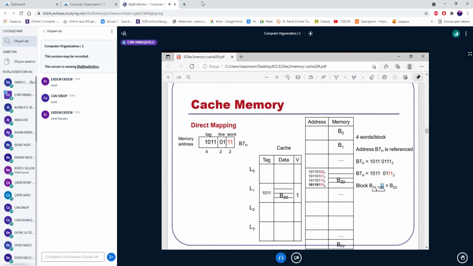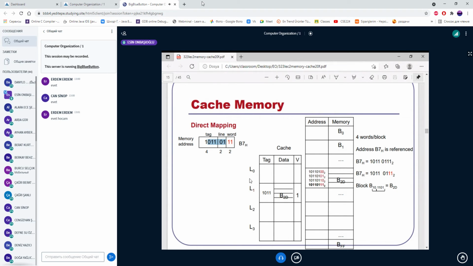So that's why, after the word field, these two bits I have not selected them. These 6 bits are the block number, and according to the mod operation, the rightmost 2 bits will show its line number.